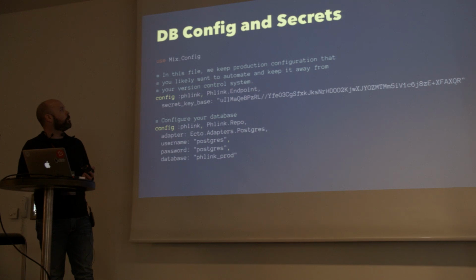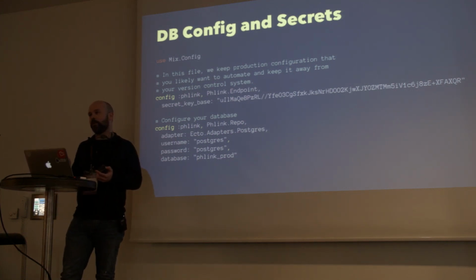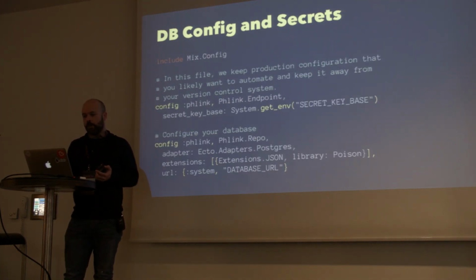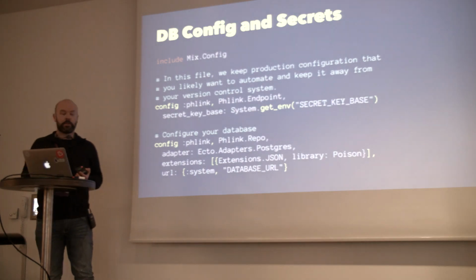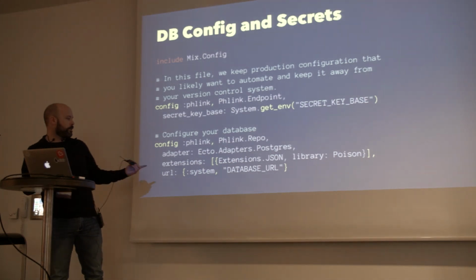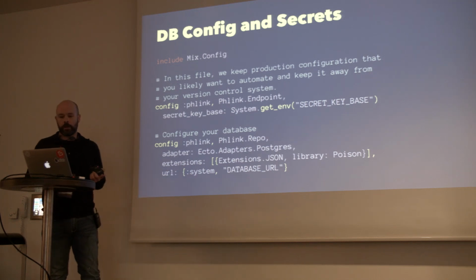But that's your prod.secret.exs in config in a Phoenix app. And to make it work on Heroku, I had to, so the secret key base uses System.get_env. I think there's something built into Ecto which will do this. You probably can't see it, but the system database URL will go and look that up.